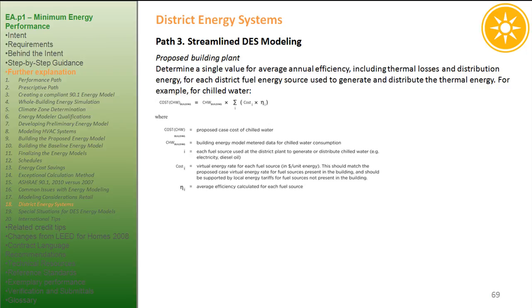Proposed building plant. Determine a single value for average annual efficiency, including thermal losses and distribution energy, for each district fuel energy source used to generate and distribute the thermal energy. For example, for chilled water.